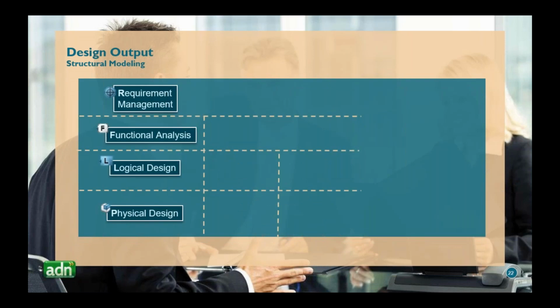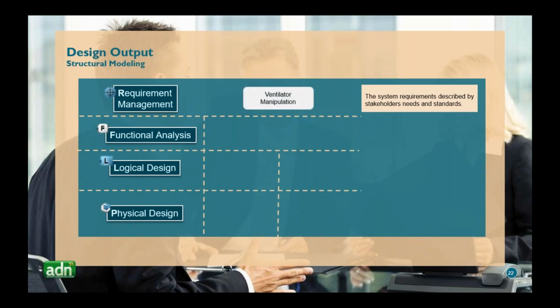So you can find on the left our activities. I will start with the systems requirement that describes the stakeholders' needs and standards. So Jennifer showed you earlier a requirement, what was ventilator on casters. So I just renamed it ventilator manipulation to make it more understandable.